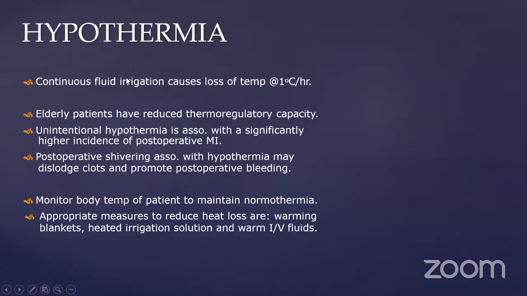Hypothermia: continuous fluid irrigation causes loss of temperature at the rate of 1 degree centigrade per hour. Elderly patients have reduced thermoregulatory capacity. Unintentional hypothermia is associated with significantly higher incidence of postoperative MI. Shivering associated with hypothermia may dislodge clots and promote postoperative bleeding. The patient's body temperature should be monitored to maintain normothermia, and appropriate measures to reduce heat loss are warming blankets, heated irrigation solution, and warm IV fluids.